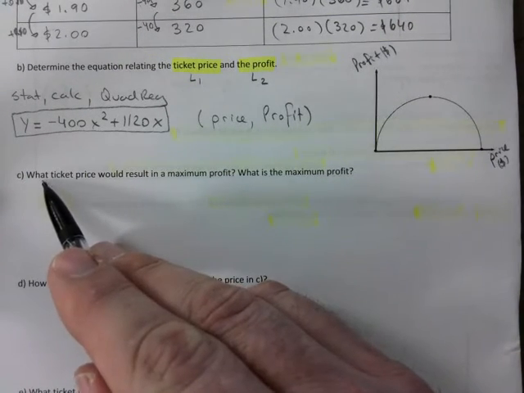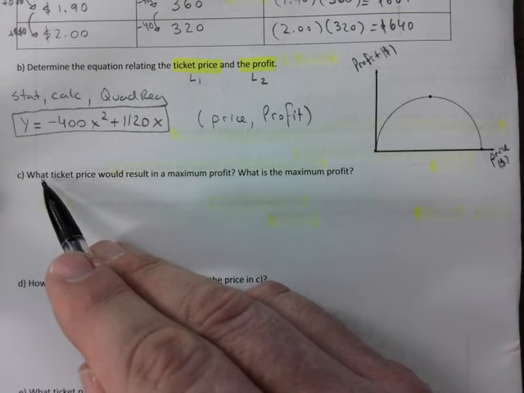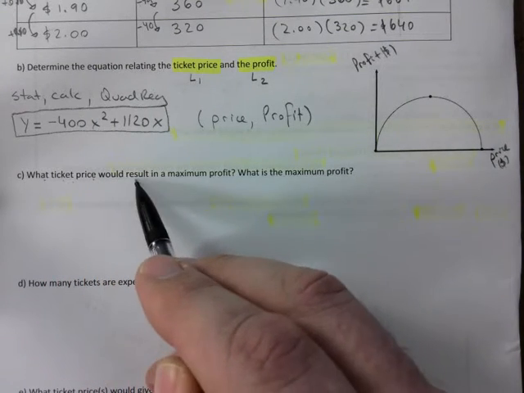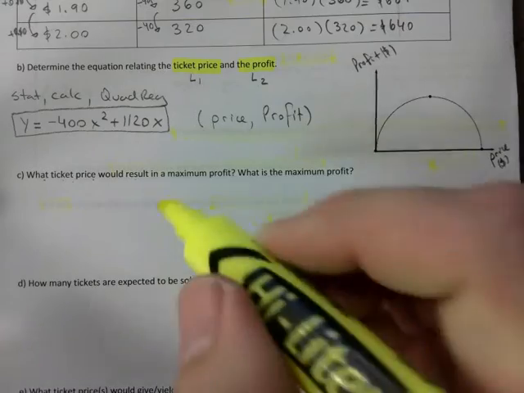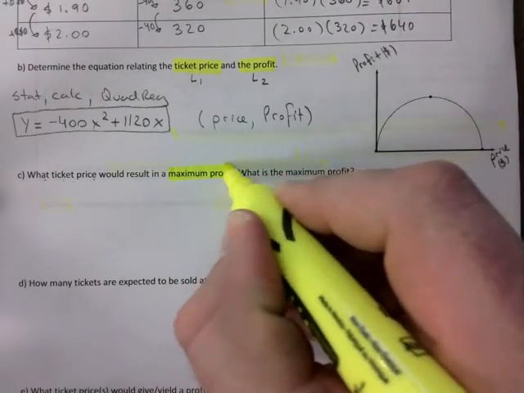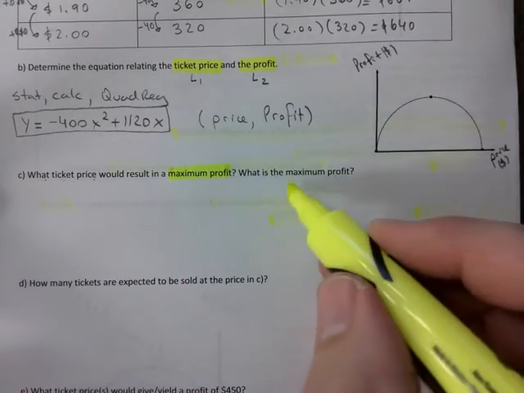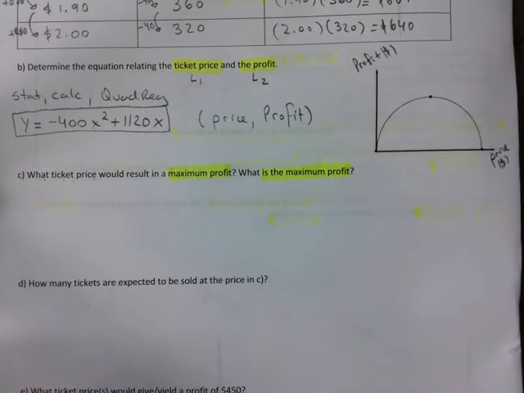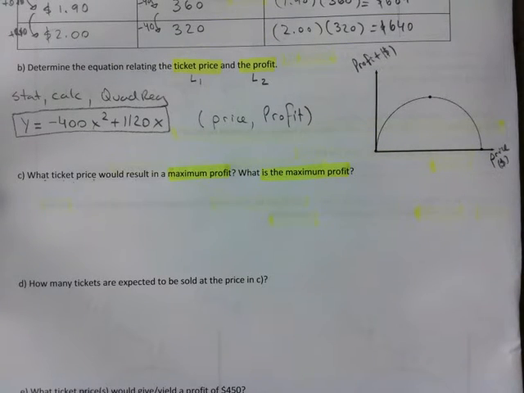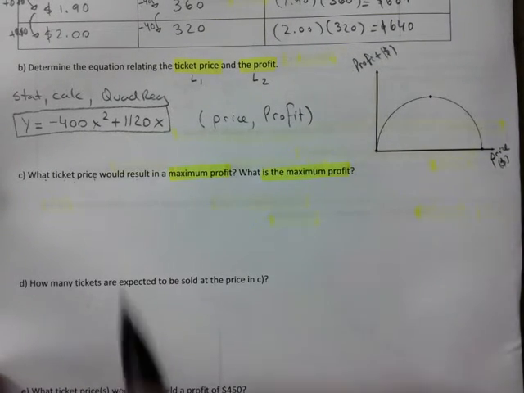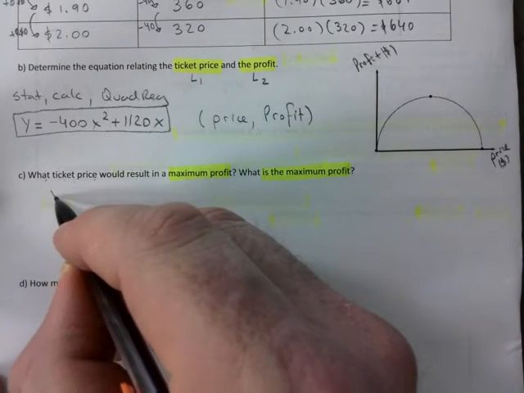Okay. What ticket price, read carefully, what ticket price would result in the maximum profit? You want the maximum profit. And what is the maximum profit? So what ticket price and what is the maximum profit? Find the vertex, okay?